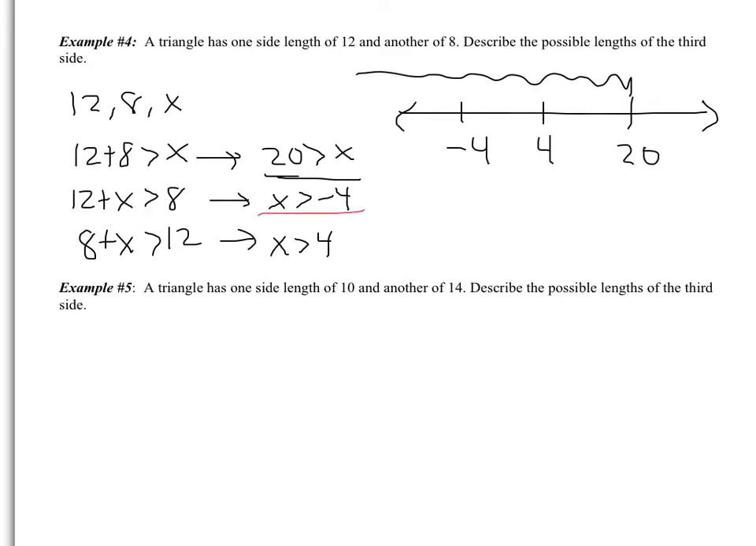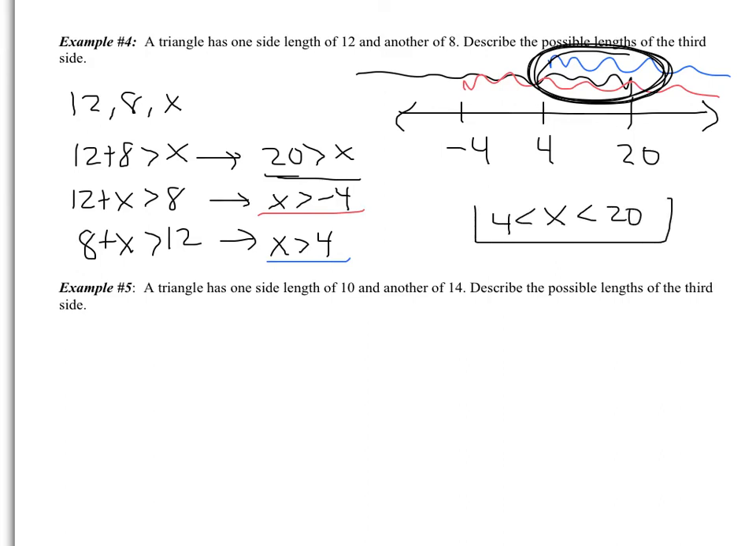x is greater than negative 4. So that's all of this. And then x is greater than 4. So that's all of this stuff. If you notice, this is where all three intersect. This is where all three are present. So that tells me that the third side is between 4 and 20. It can't be equal to 4, can't be equal to 20. It has to be greater than 4 and less than 20, but it's somewhere in between there.